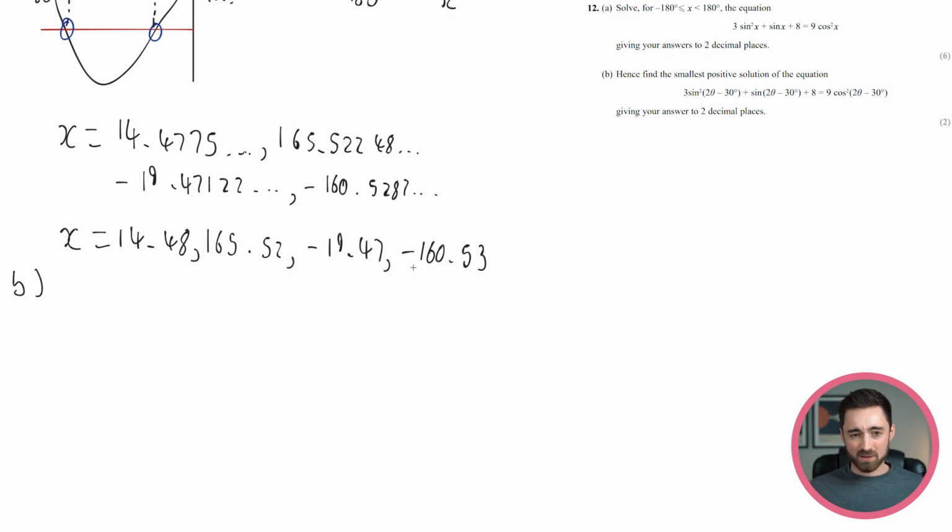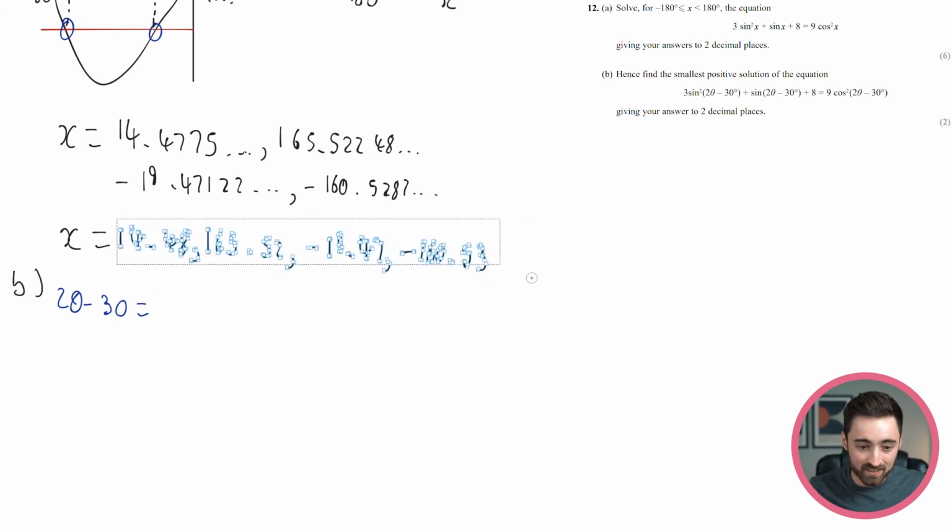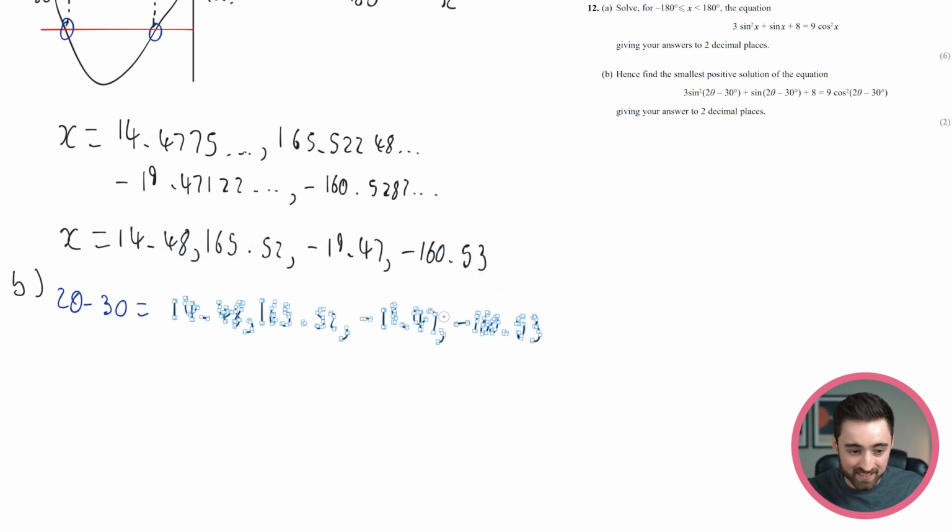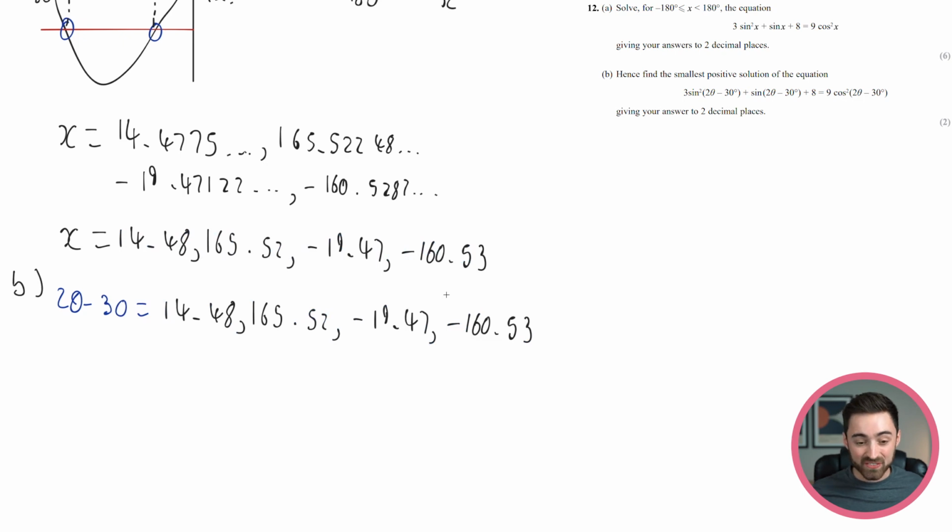So we know all of the x values that solve this equation. So if the only thing that's happened is I've swapped an x with a 2 theta minus 30, then surely the solutions for 2 theta minus 30 are also just going to be all of these, right? And yeah, they are. So that's not that bad, is it? We've already kind of solved the equation, as it were. We need to be careful, though. We now need the smallest positive solution of this equation. The smallest positive solution for theta.